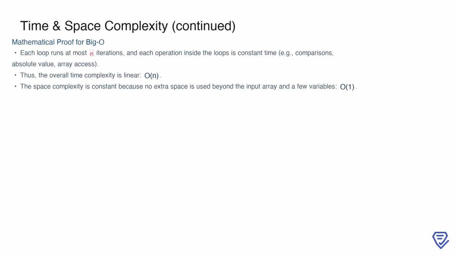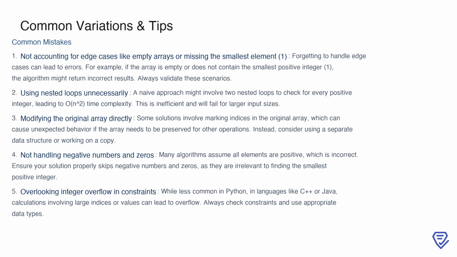Together, these analyses confirm that the solution is both time-efficient and space-efficient, making it optimal for this problem. When solving this problem, there are several common mistakes to watch out for. First, edge cases like empty arrays or arrays missing the smallest positive integer, which is 1, can lead to incorrect results if not properly handled. Always validate these specific scenarios.